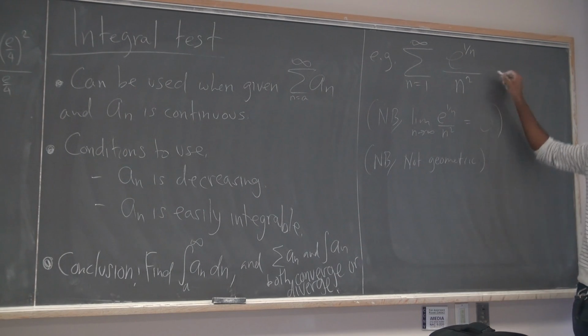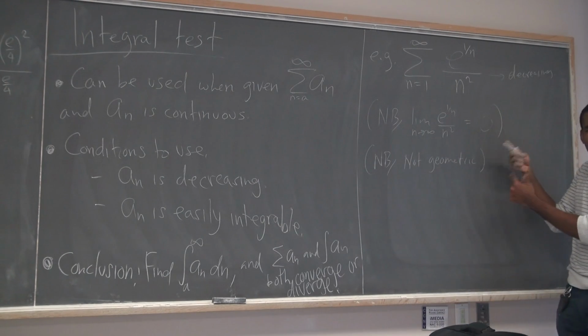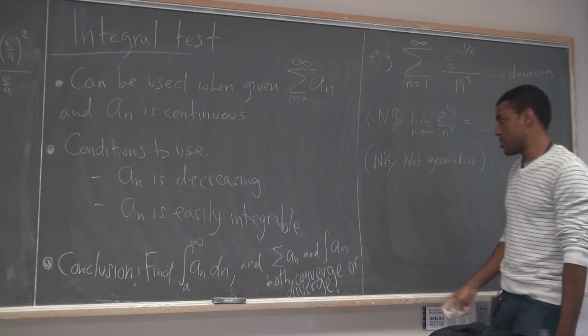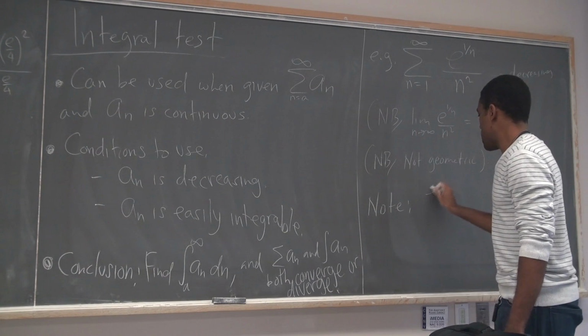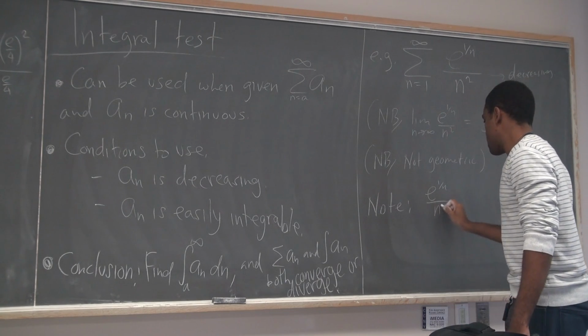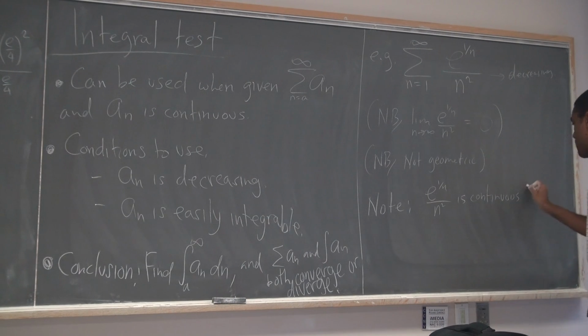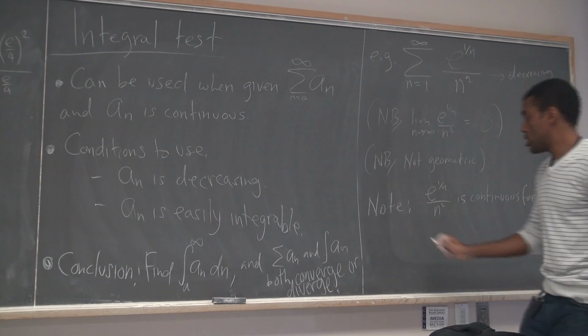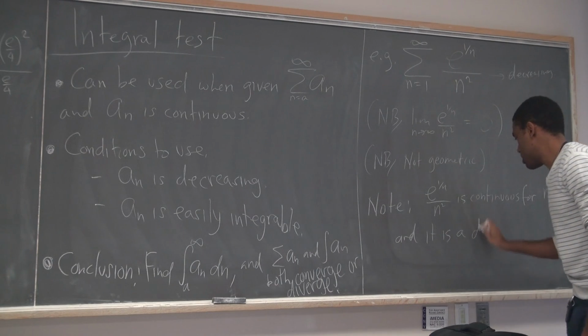However, this is actually decreasing. So then what we would do is, we'd think this in our heads, but we wouldn't really write it down, because then it would be a waste of space. So at this point, we're going to say, note, e to the 1 over n squared is continuous for n greater than or equal to 1, and it is a decreasing function.